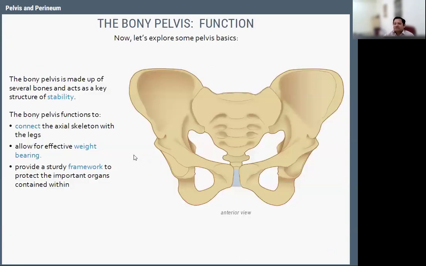So what is the function of the bony pelvis? As you can see, it is made by different bones. First of all, it connects the axial skeleton with the lower extremity. The lower part of the vertebral column is the sacrum, and it is connected by the ischium, ilium and pubis. And then the lower limb is connected. It allows effective weight bearing. This is a bulky bone, so it allows weight. It provides a sturdy framework to protect the important organs contained within. There are many organs contained within. If you talk about the Ayurveda point of view, there are some marma points also placed inside it. So this is basically the function of the skeleton only, and here you can talk about the special points.